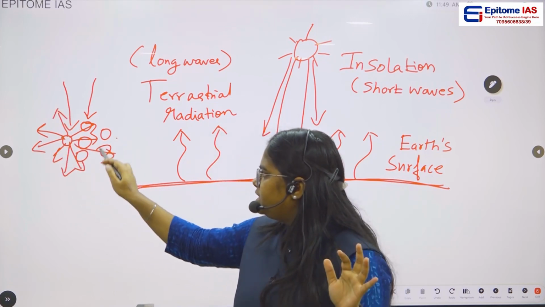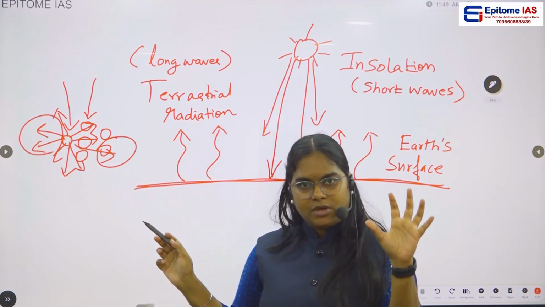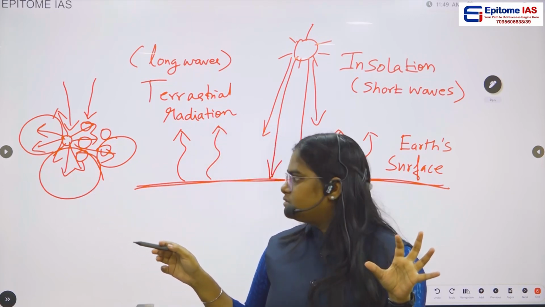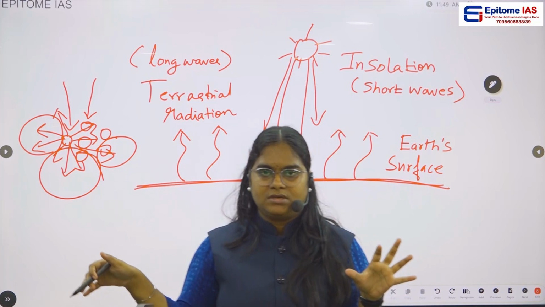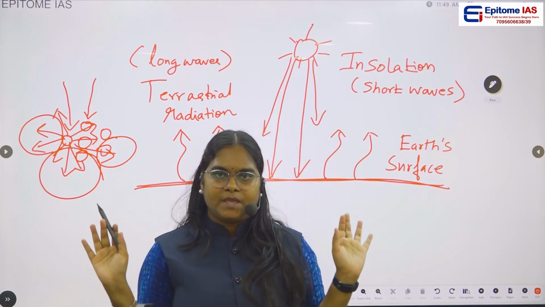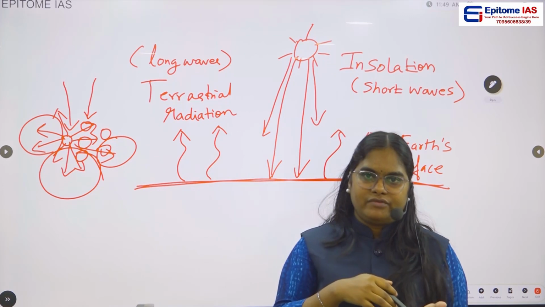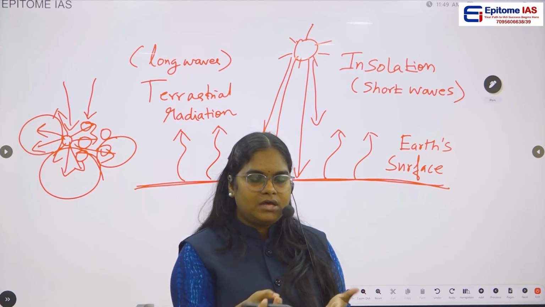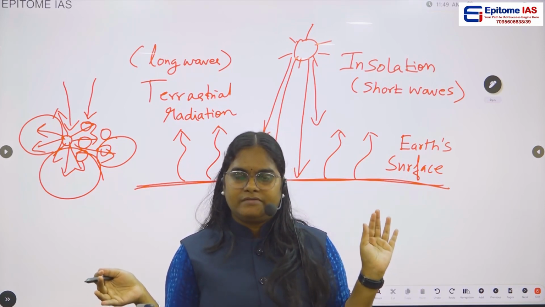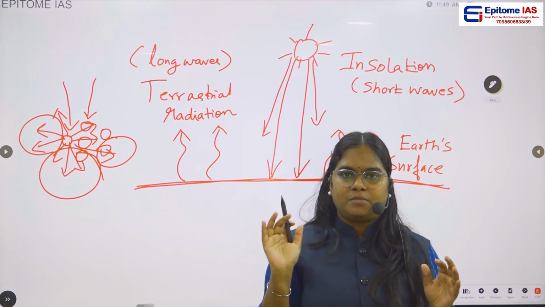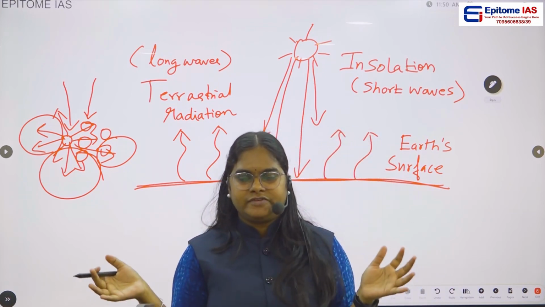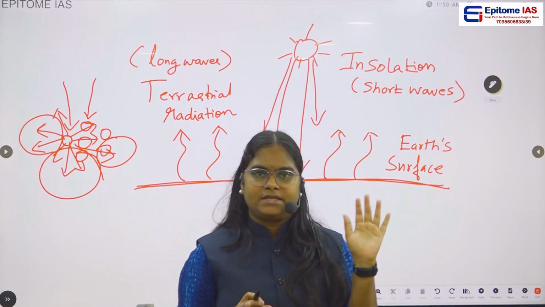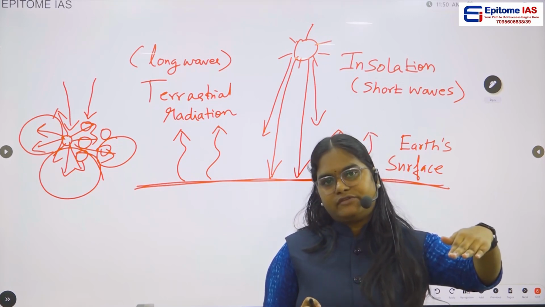Some of it will remain in the atmosphere, heating up the atmosphere, and some of the scattered incoming solar radiation will reach the Earth's surface, which will eventually heat up the Earth's surface. So in case of reflection, the heating up of the atmosphere and of the Earth's surface is very low. But in case of absorption, it directly heats up the atmosphere, and it reduces the heating up of the surface of the Earth.